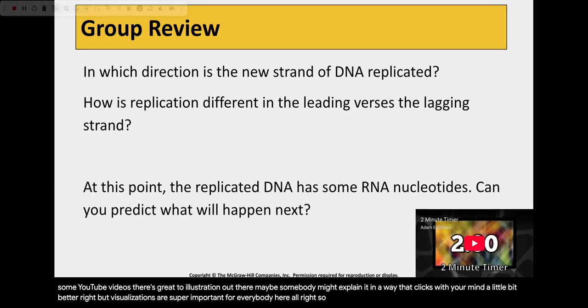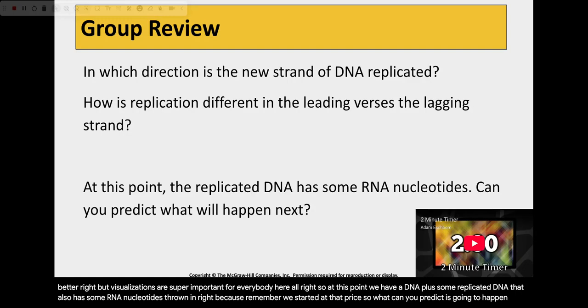All right, so at this point, we have some replicated DNA that also has some RNA nucleotides thrown in, right? Because remember, we started at that primer, and that primer is made out of RNA. So what can you predict is going to happen next?